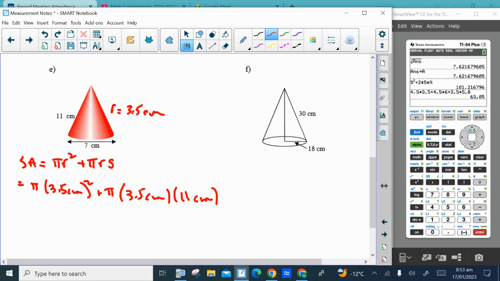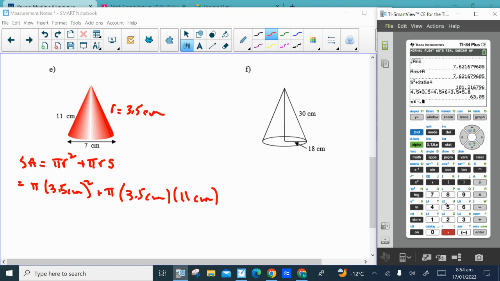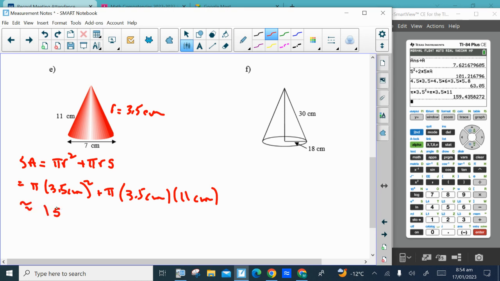So because our formula involves pi, that's an irrational number, our answer is going to be irrational. It's going to be a decimal that we have to round. That's okay. We can do that. So pi times 3.5 squared plus, once again, pi times 3.5 times 11. So 159.4 if I round to the nearest tenth. And that would be in centimeters squared.